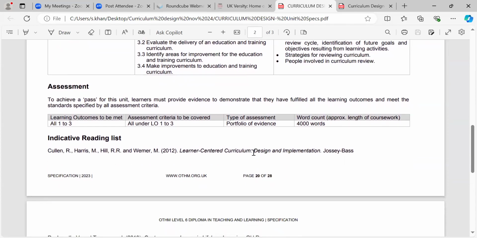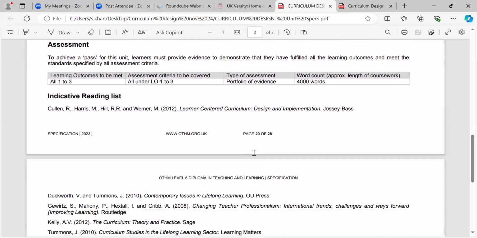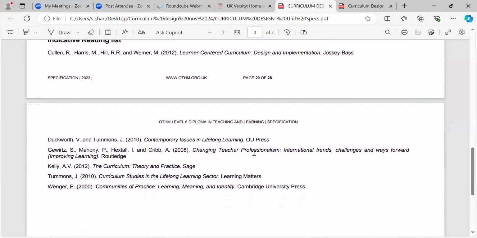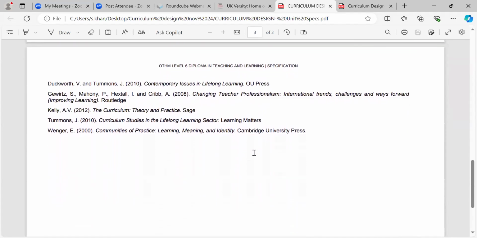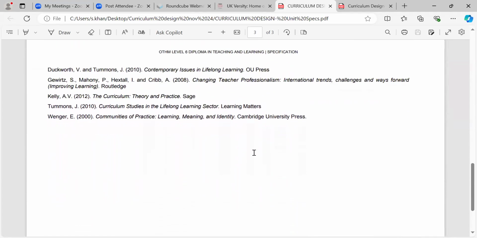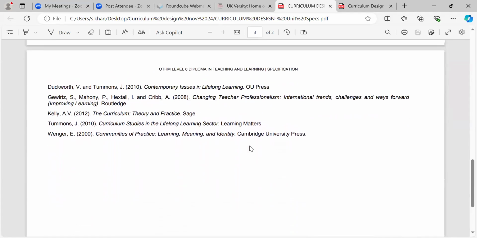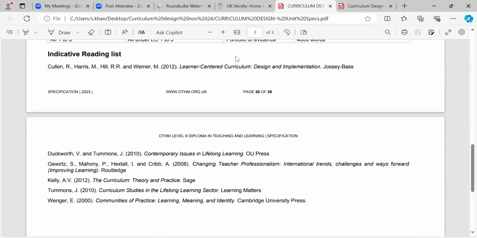And the assessment for this unit is a pass. To achieve a pass, you must complete all the learning outcomes demonstrated. The word count for the assessment, which is the assignment, is 4,000 words. And these are some of the indicative reading lists that we've got listed here, but this would be listed on each learning outcome, which references we've used for this session.